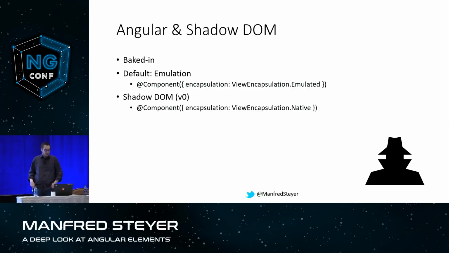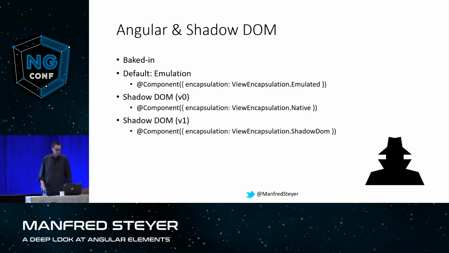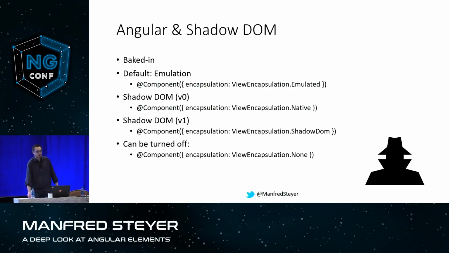This native property is activating Shadow DOM version 0. And as you might think, version 0 is nothing that's really trustworthy, isn't it? So the good message here is version 1 is out since some time, and if we want to go with version 1, we can set encapsulation to Shadow DOM. And perhaps you want to turn it off because you're saying, hey, I don't need this, I know what I'm doing, I didn't need it 20 years ago and I don't need it now, then just set it to none. This is for the brave ones.